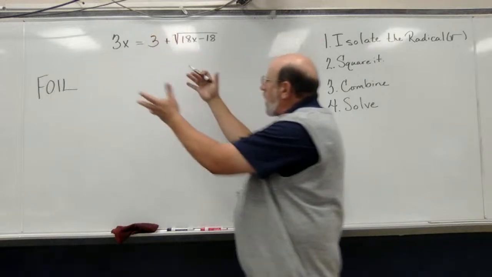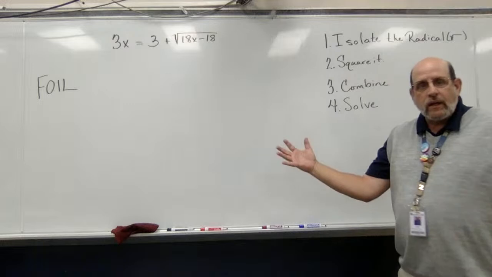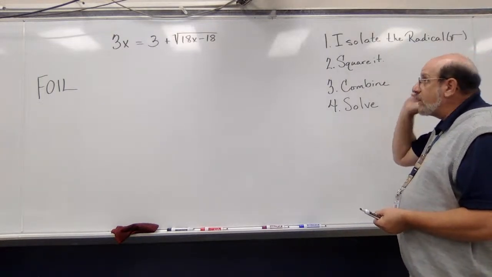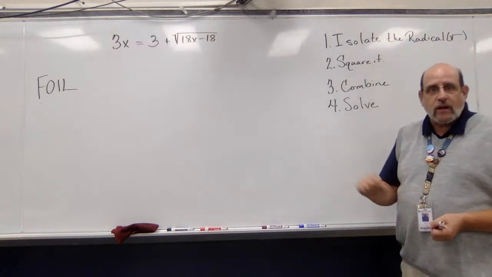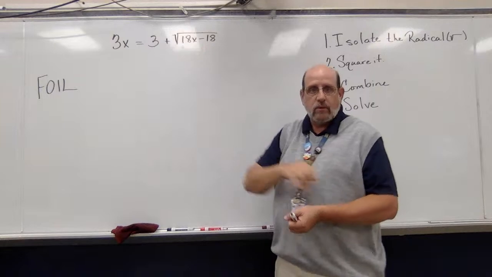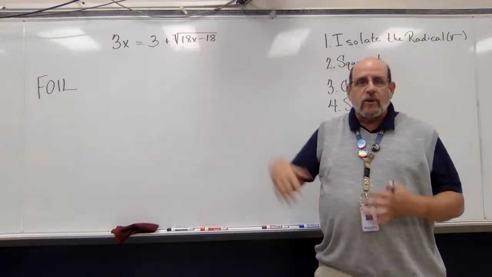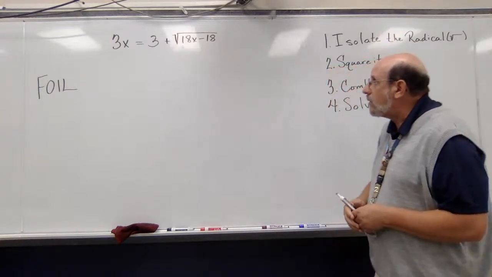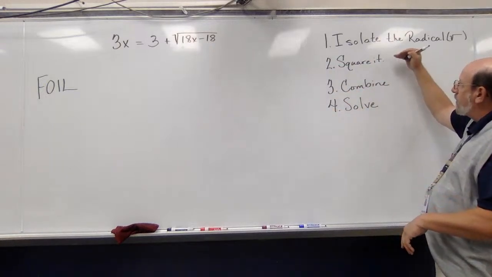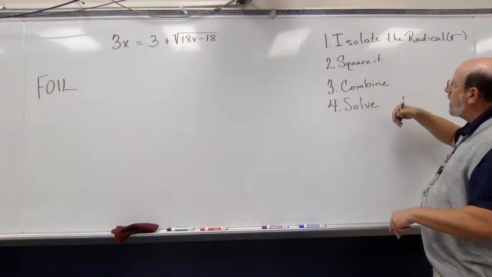I have a radical equation that I need to solve. What do I do? I follow some steps. My first thing is I need to isolate that radical. That's what that says there. I need to isolate what's in here. Just like isolating a variable, now I'm going to isolate a radical. How do I undo that square root symbol? I'm going to square both sides.